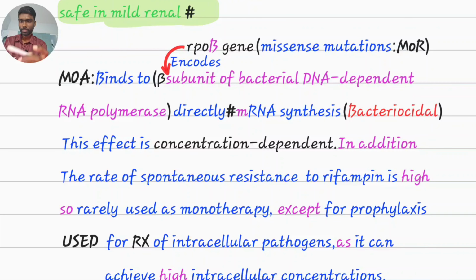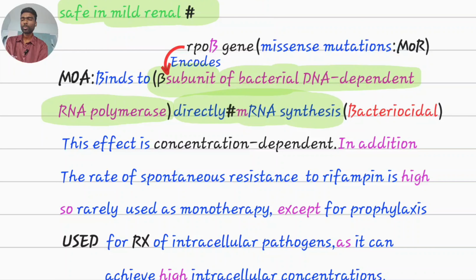Coming to the mechanism of action, it binds to the beta subunit of bacterial DNA-dependent RNA polymerase, thus directly inhibiting mRNA synthesis. Ultimately, no proteins will be formed, which leads to death of the cell, that is bactericidal action. This effect is concentration dependent, which means if we give rifampicin in low dosages, it may just have a bacteriostatic effect. So it is given at standard high dosages.